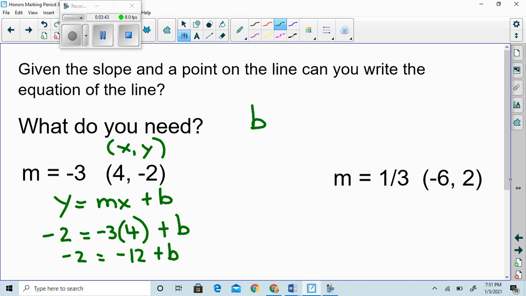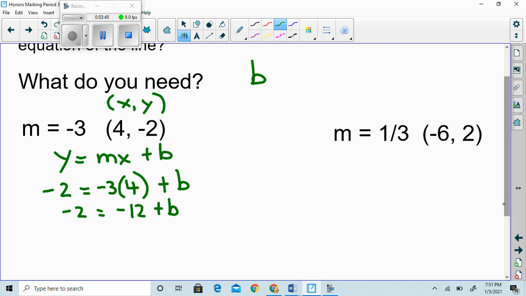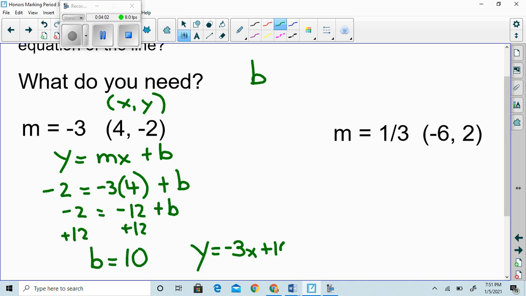Let's simplify, and we'll perform one inverse operation here. We'll add 12 to both sides. We'll see that b is equal to 10. Now that I have a y-intercept, I can go ahead and write the equation using the slope that was given and the y-intercept that we found. And done.